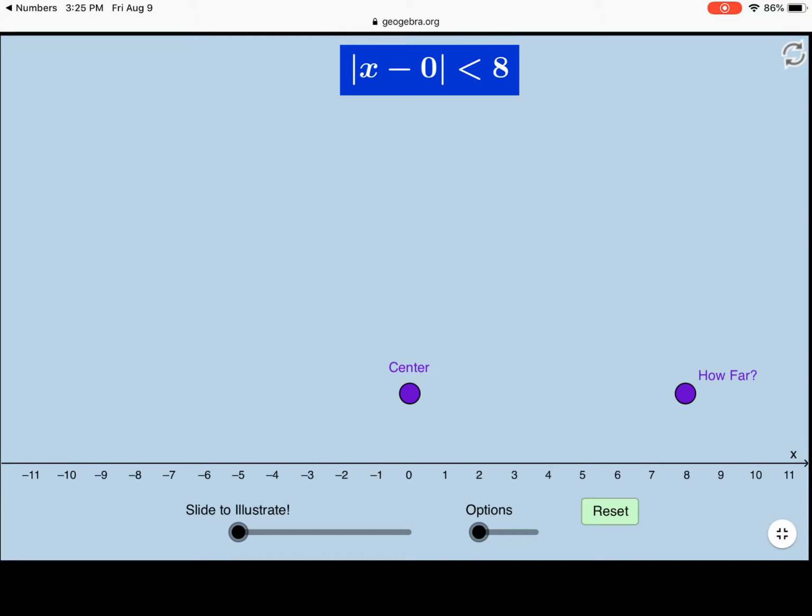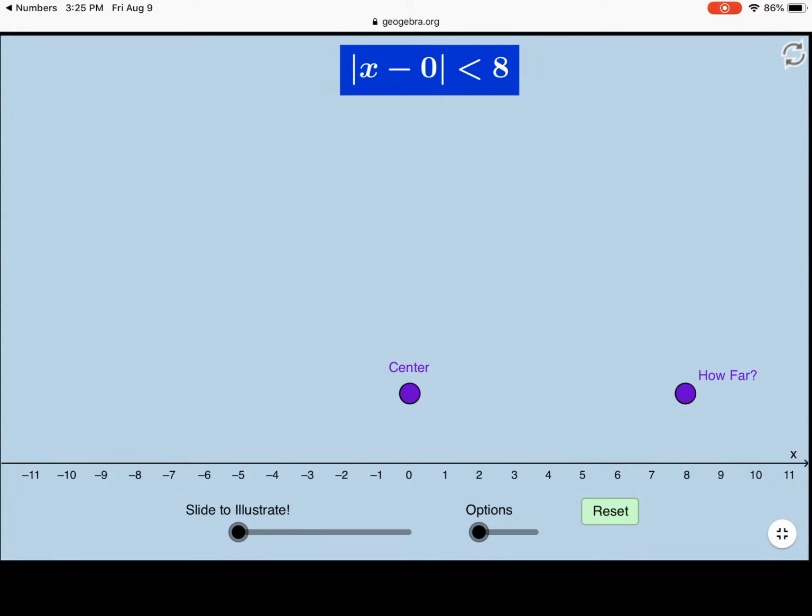All right, notice at the top in the blue box, you have an absolute value inequality. The absolute value of x minus 0 is less than 8. The fact that 0 is being subtracted means we're still looking at a distance from 0 here with regards to absolute value. Okay? And think about what this inequality is really asking you. We're looking for all numbers on the number line whose distance from 0 is less than 8 units.